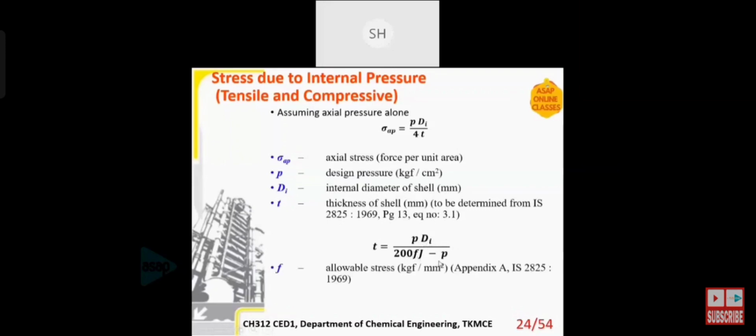F is the allowable stress that I have already explained in the terminology, the maximum stress which the material can withstand at a particular temperature. It is available in the appendix of IS 2825. Then J is the weld efficiency factor. That is also available in the IS code. Then P is the design pressure. So when you substitute it, you will be getting the values.